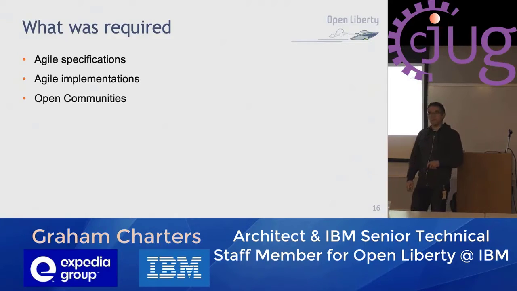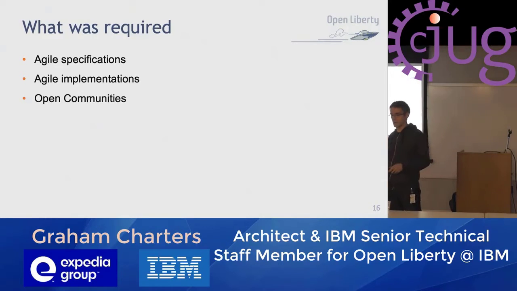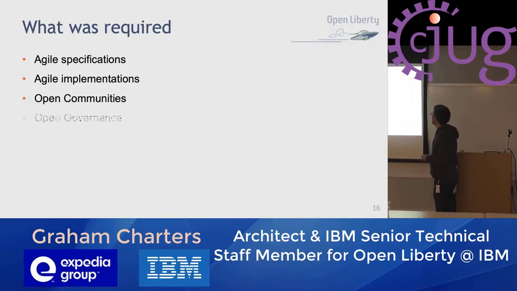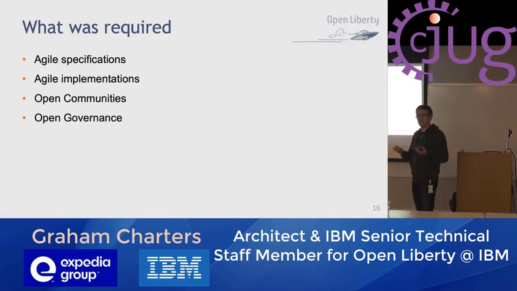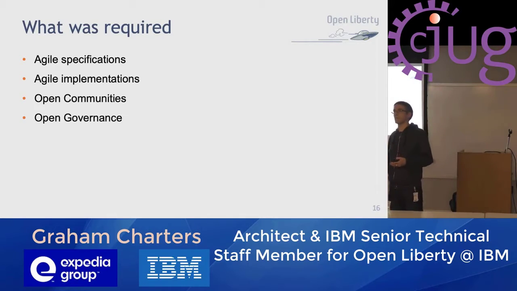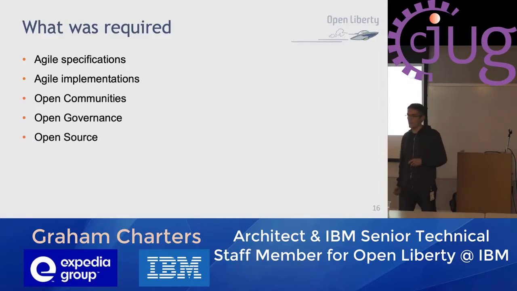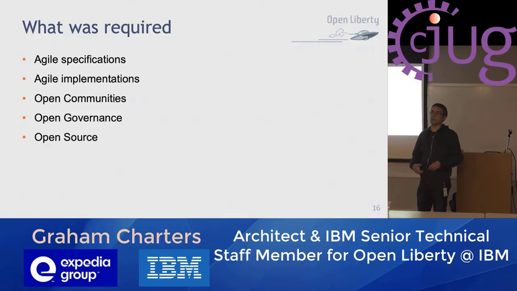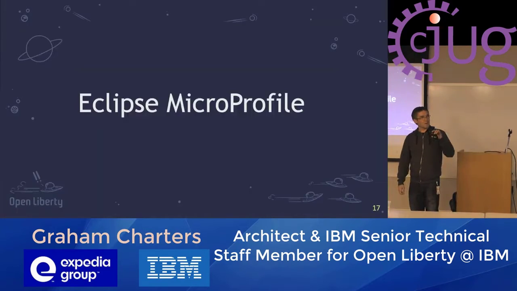We need open source communities. So essentially, move the relevant technologies to open source, and we've seen this happening and it's pretty much happened in the industry completely. Open governance. You want to be able to pick technologies, pick specifications that are in an openly governed community. You don't want something that's dictated by a particular vendor, for example. And then, as I said, open source. You want open source implementations, so you can try them, no strings attached, and then pay if you want support. So this is where Eclipse MicroProfile comes in.